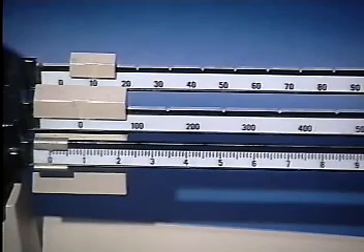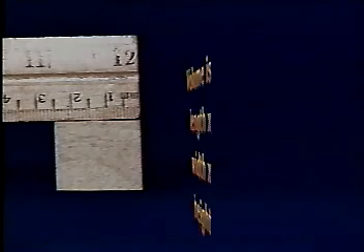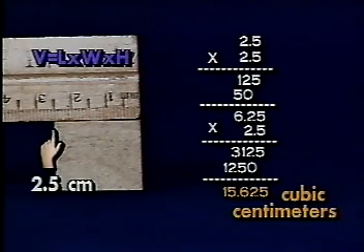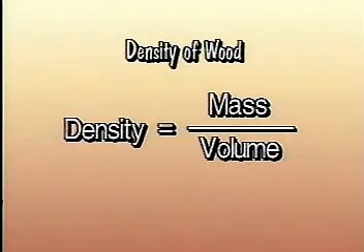The mass is 10 grams. Volume is equal to length times width times height. Each side of the cube of wood is 2.5 centimeters, so here is the calculation. As you can see, the volume is 15.625 cubic centimeters. Density is equal to mass divided by volume.